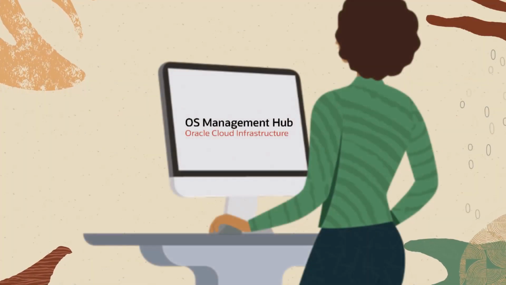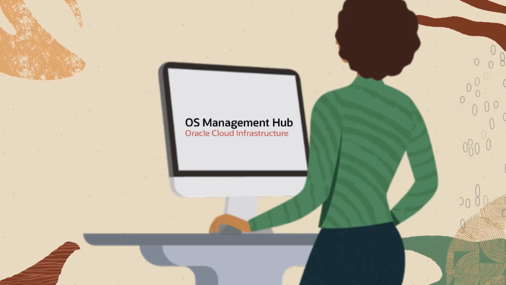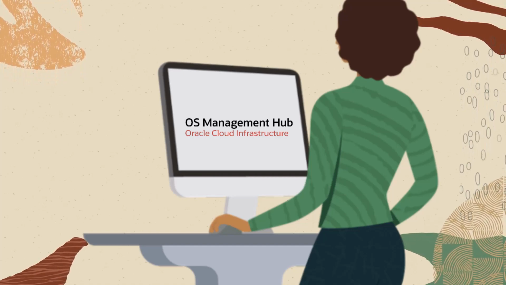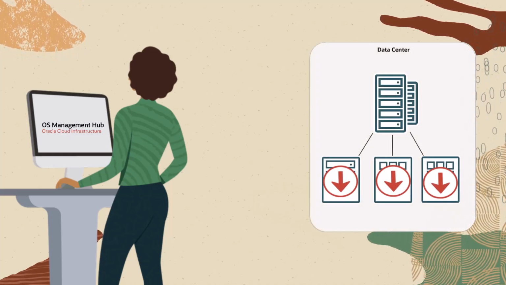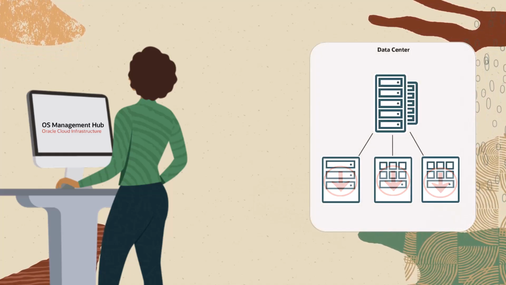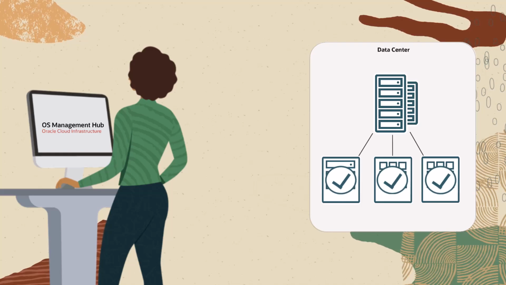Oracle OS Management Hub provides OS content to managed instances using software sources. This is the first level of control you have over what content is available to instances in Oracle OS Management Hub, and at least one vendor software source must be added before instances can be registered with Oracle OS Management Hub.